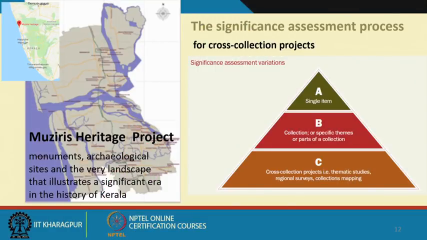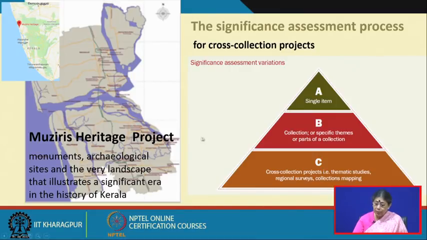The third one is the significance assessment for cross-collection projects. So cross-collection projects are thematic studies, regional surveys or collection mapping. I have taken an example which is the Muziris heritage project. This is located in Kerala near Kochi, and this is now becoming a very important place because this is where the traders from all over the world, the maritime traders, used to come and settle. Arabs, Chinese, and even from faraway countries like Greeks and Romans used to come there and settle.